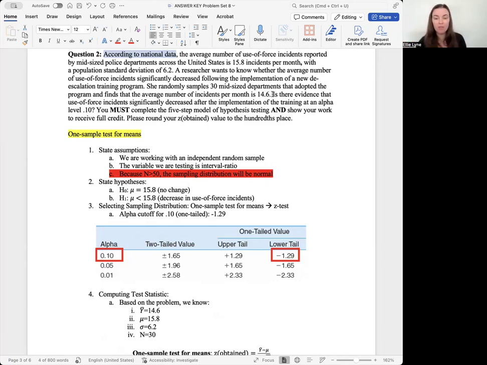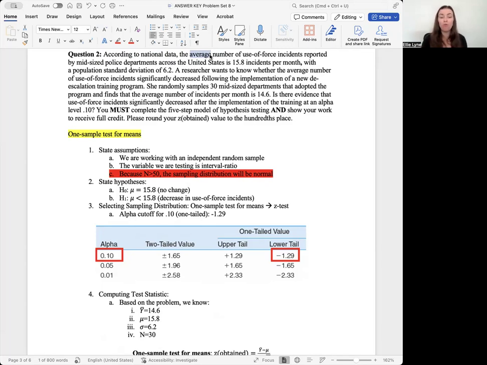All right, so that tells me that I'm working with one sample because, again, we have one group compared to the entire population. So now we have to figure out, are we working with means or with proportions? And that comes also within our very first sentence here. I see the average number of use of force incidents reported by mid-sized police departments. And so we know that the word average is very interchangeable with the word mean. And so that tells me, even within our first sentence again, that I will be conducting a one sample test for means. Okay, with that in mind, we now know what test we are going to conduct.